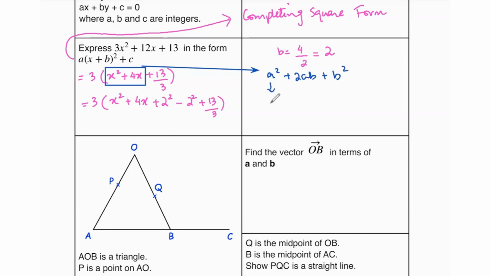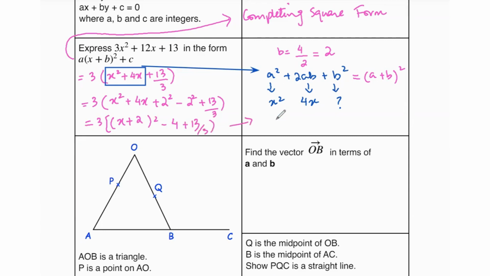Right now, a square is x square, 2ab is 4x, and b square is what we're trying to find. And based on our calculation, b square value is going to be 2 square. So what we'll do now is we'll rewrite this as a plus b whole square. So that's going to be 3 bracket, another bracket, x plus 2, because a is x and b is 2, whole square. This minus 2 square will be outside the bracket. So that's going to be rewritten as 4 plus 13 over 3.